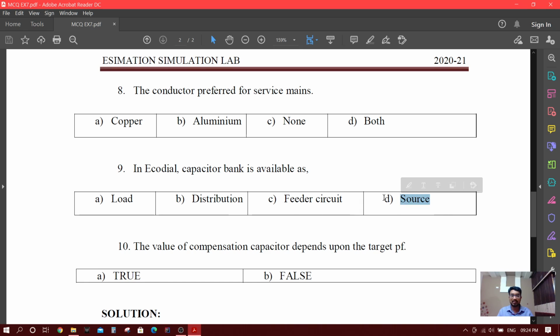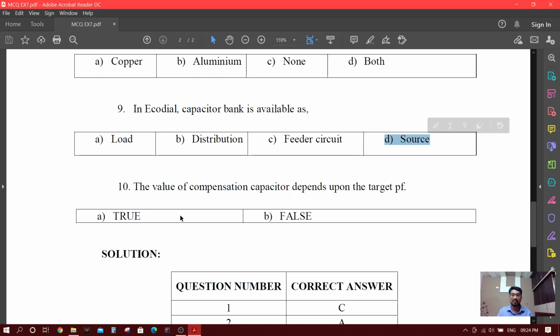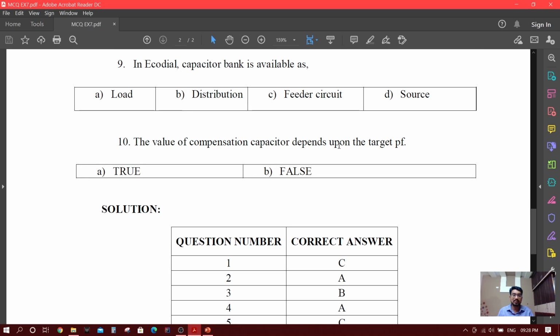Therefore the correct answer for this question is D, that is source. Now let us move on to question number 10. The value of compensation capacitor depends upon the target power factor.